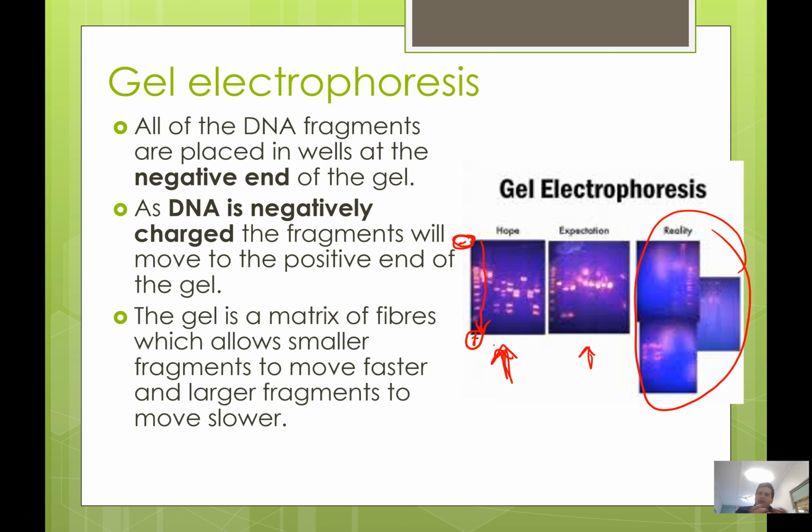So this gel, it's a matrix of fibers which actually allows smaller fragments to move faster and larger fragments to move slower. How I like to think of it is, imagine if a monkey and a giraffe were trying to run through a forest, right? Obviously a monkey's really tiny and he's really quick. He's able to get through the forest really easy. He's going to move a lot quicker through the forest. Giraffe's got a massive neck, all right? It's going to be trying to swerve around trees and under trees. It's going to take a lot longer. So bigger giraffe-sized fragments get less far than tiny monkey-sized fragments, okay?